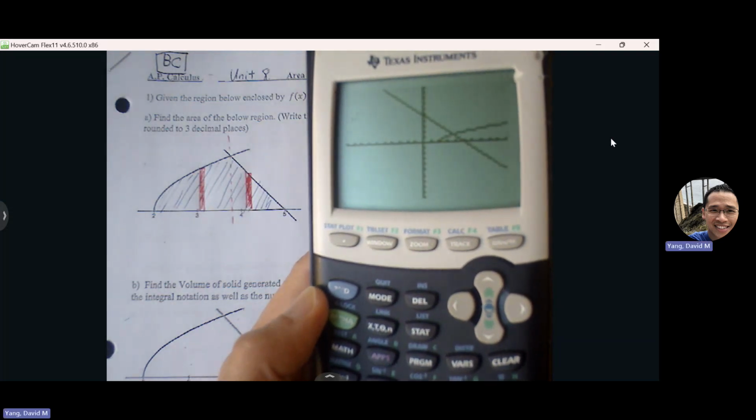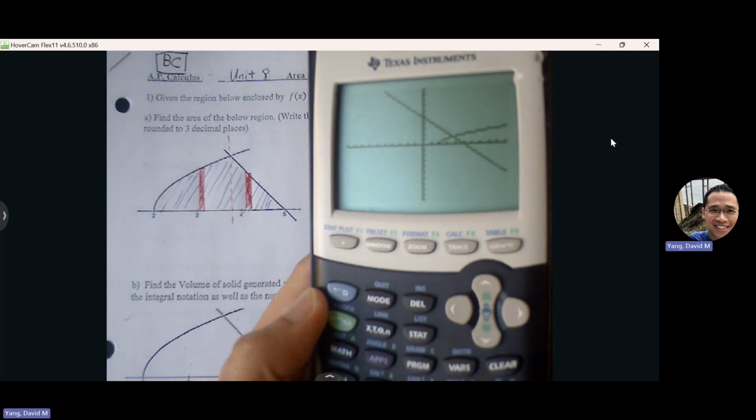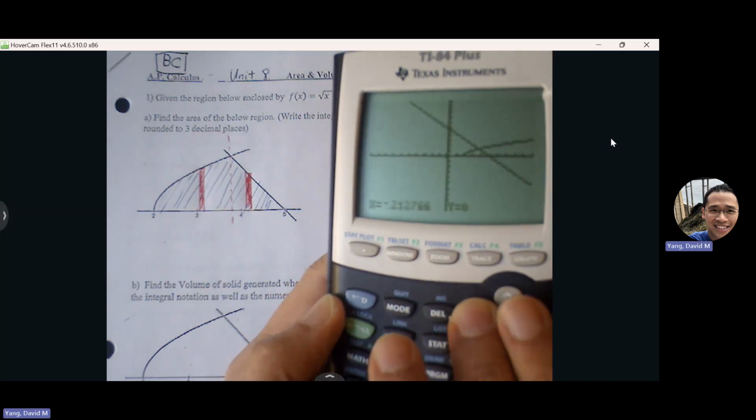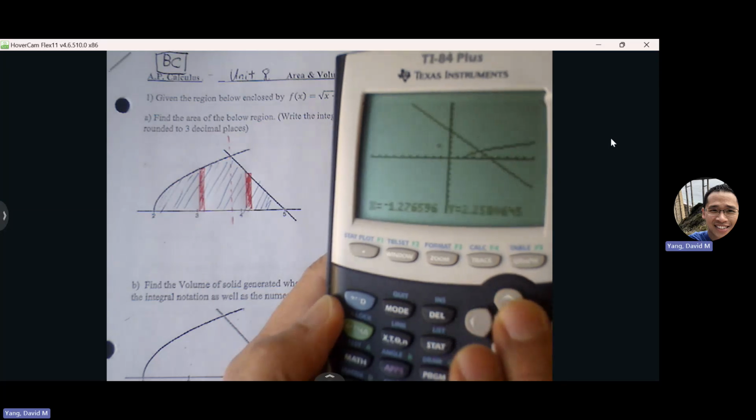So this is what my Zoom 6 graph looks like. So I'm just going to zoom in, Zoom 1. I'm going to draw a box around this region.